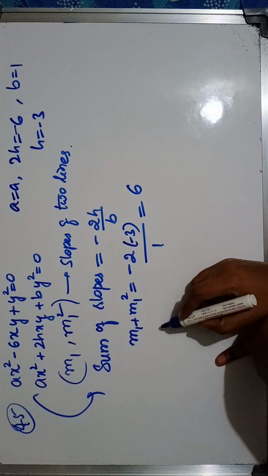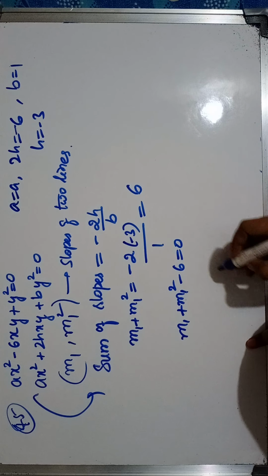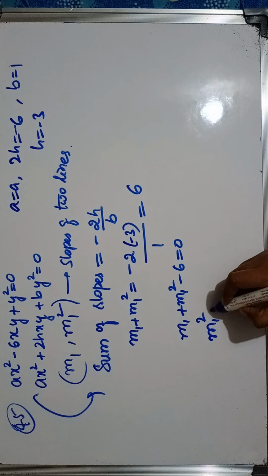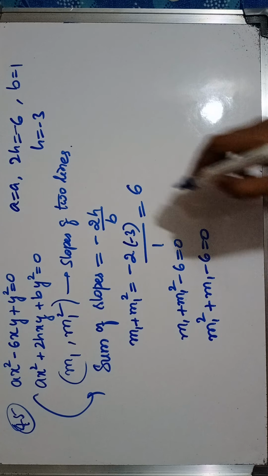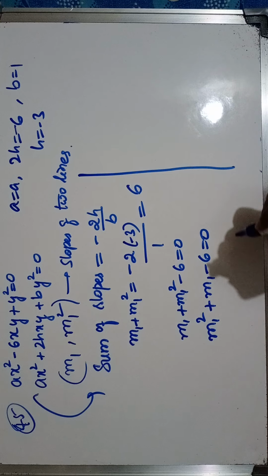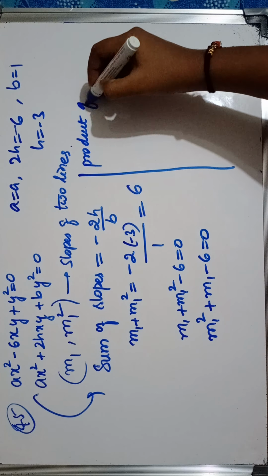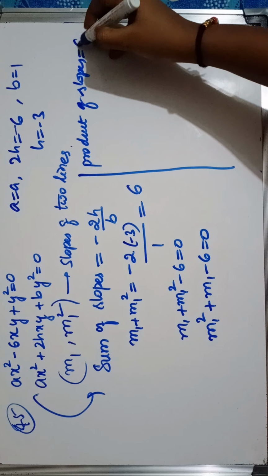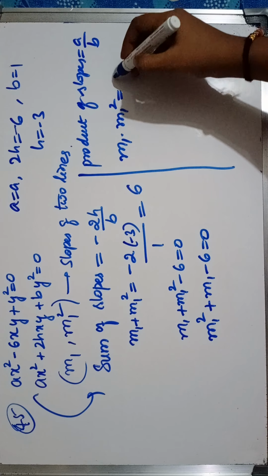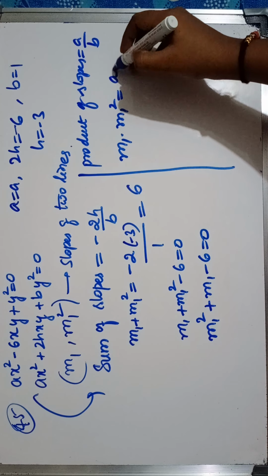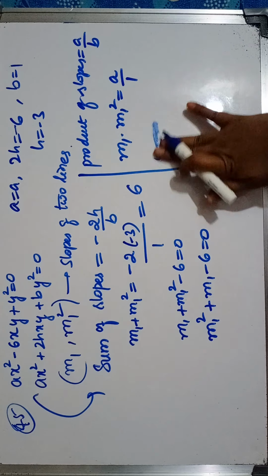And this becomes m1 plus m1 square minus 6 equal to 0, which can be written as m1 square plus m1 minus 6 equal to 0. Further, the product of the slopes will be equal to a by b. So the product of the slopes means m1 into m1 square, which is a by b. What is a? A itself, and b is 1. Therefore m1 into m1 square, which is m1 cube, is equal to a.